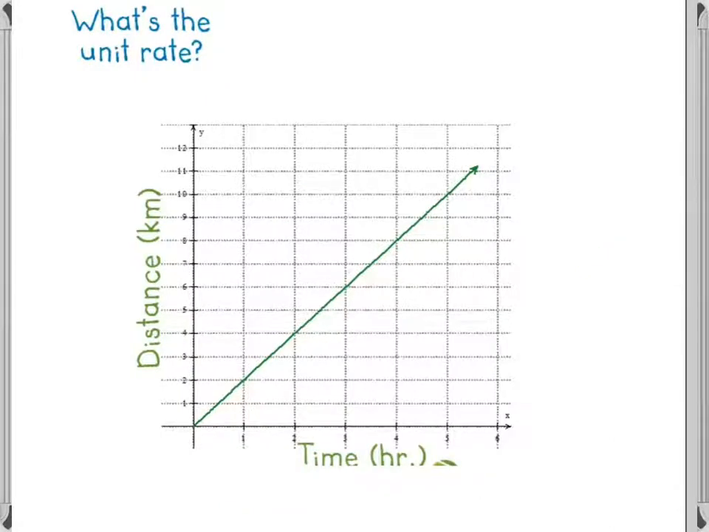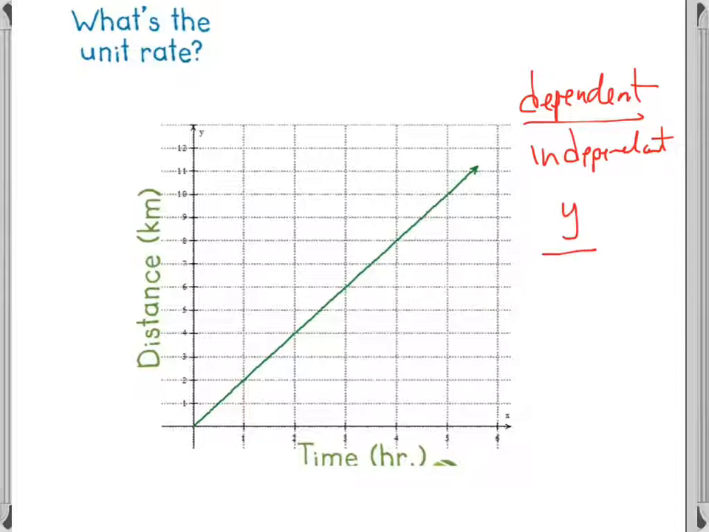Okay, so if I have to find the unit rate and I'm given a graph, there's a couple of different ways I can do it. First of all, this one's fairly easy because what I'm looking for is the unit. The rate is always the dependent variable over the independent. So this is always the y over the x. So we're looking at some sort of ratio of y to x. Okay, so it's easy to do, and so this is the rate.